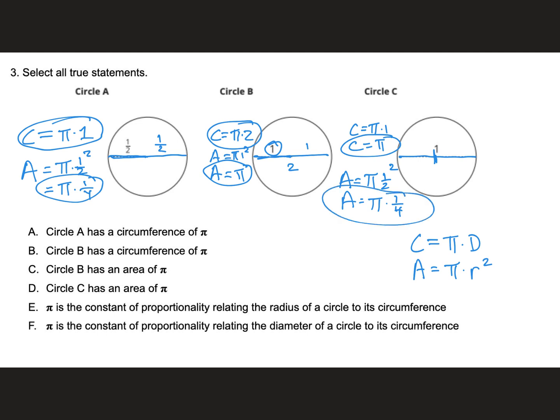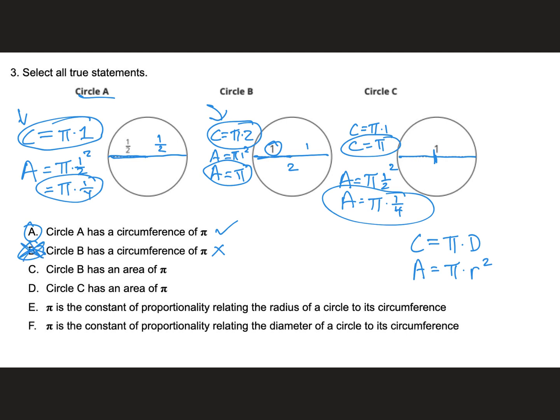All right, so now I have all of these circumferences and areas. I just figure out which one is true. Circle A has a circumference of pi. My circumference is pi times 1, so this is true. Circle B has a circumference of pi. Well, if I look down here, my circumference is equal to pi times 2, so that's not true.